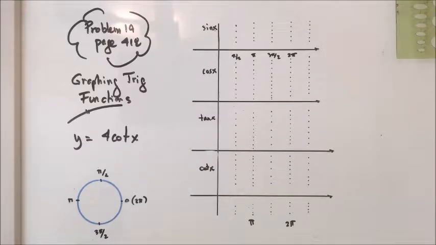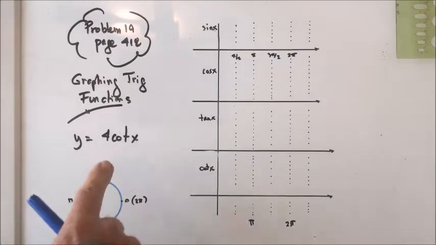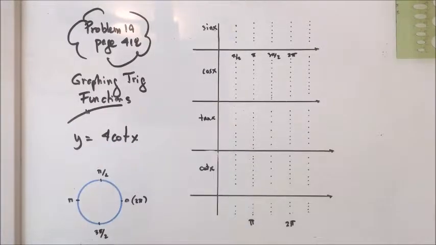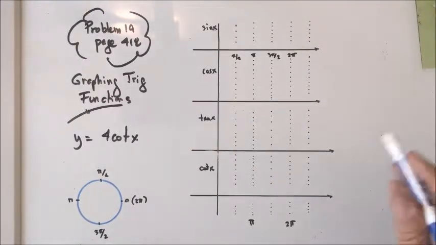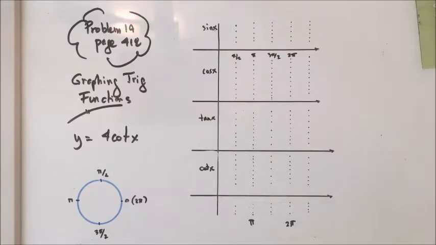We're on page 418. This is problem 19, which is a sister to problem 17. And over the next couple of videos, we're going to focus a little bit on graphing trig functions. In this case, we're going to take on 4 cotangent x. I've spent a couple minutes beforehand getting things set up so I can run through this fairly quickly with you. 4 cotangent x, we're not going to worry too much about the 4.